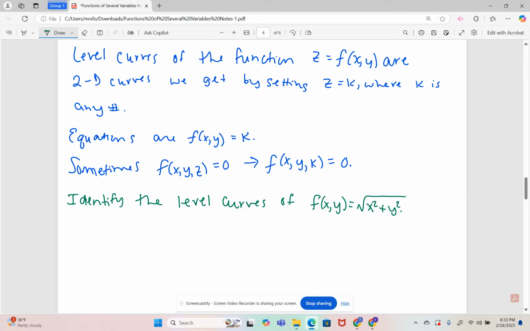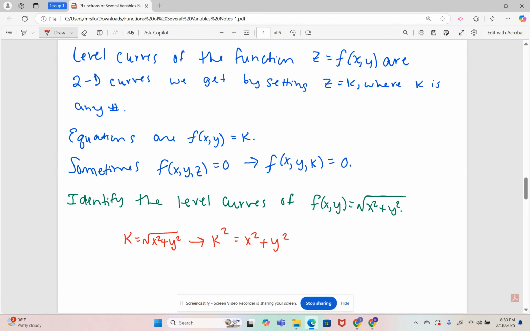The level curves for this surface are given by the equation where we substitute z for k. So k equals the square root of x squared plus y squared. To get rid of the square root, that becomes k squared equals x squared plus y squared, where k is any number. So the level curves are circles of radius k centered at the origin.